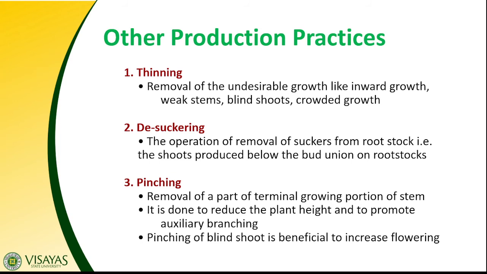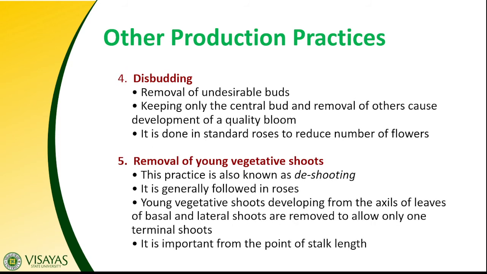Then the third is pinching. Pinching is the removal of a part of terminal growing portion of stem. This is done to reduce the plant height and to promote axillary branching. Pinching of blind shoot is beneficial to increase flowering. Okay, the fourth is disbudding. So this is the removal of undesirable buds and keeping only the central bud and removal of others which cause development of a quality bloom. And this is done in standard roses to reduce number of flowers.